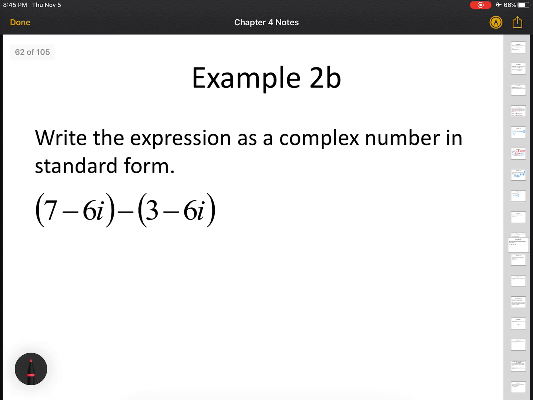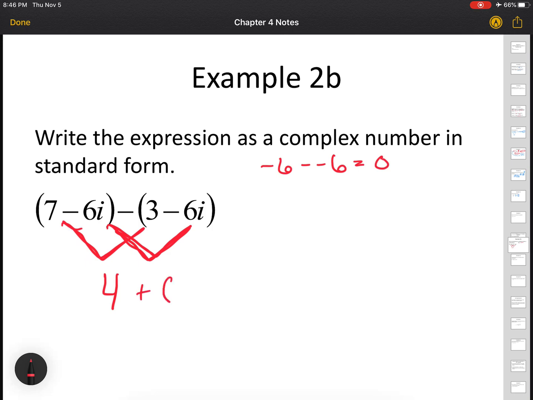In example B here, we're going to subtract them now. So if I combine my real number with the real number, 7 minus 3 is 4. And if I'm careful with the i's, or the imaginary part, negative 6 minus negative 6 more is 0. So 0i. Well, 0 as the imaginary part just makes it 0 completely, so that's just 4 plus 0, or 4. So it is possible to just get a real number. A real number is a subset of complex numbers.